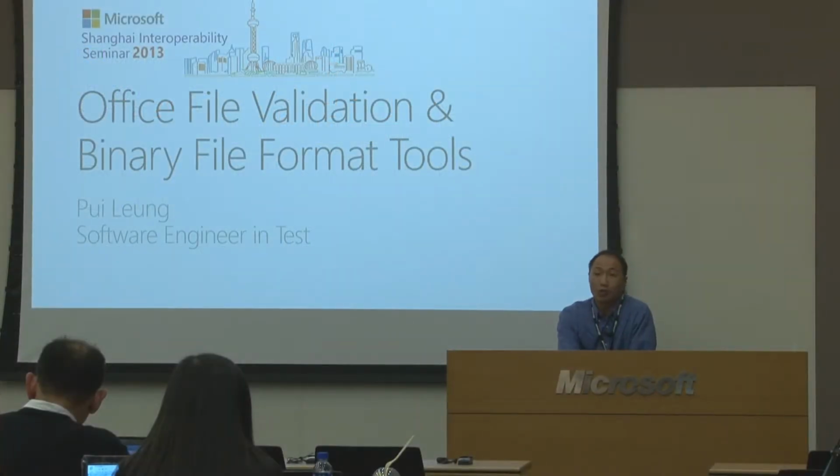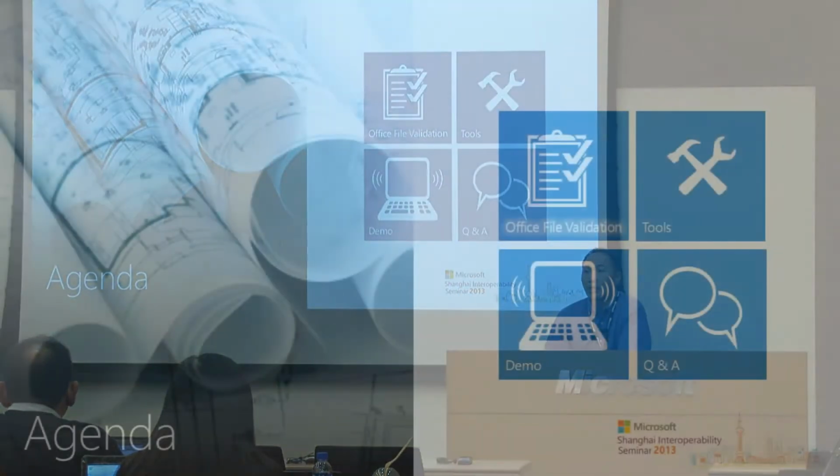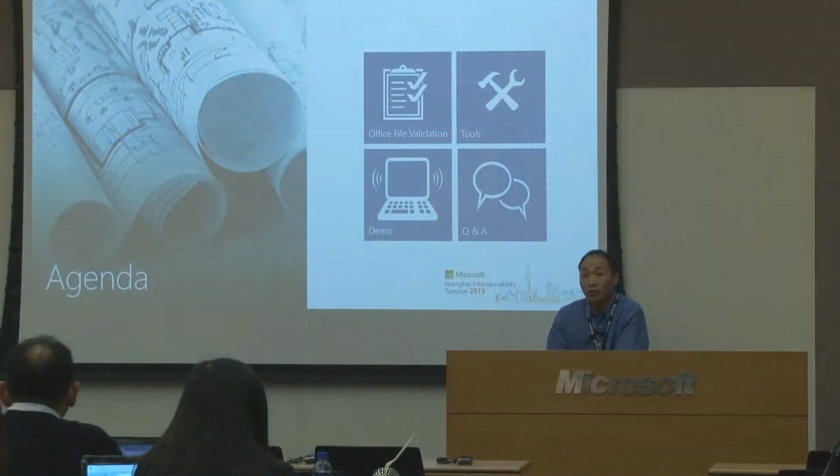So in this session, we are going to take a look at the Office file validation and the binary file format tools. This session is a continuation of Tom's presentation, and is about how you use and apply some of the binary file format. So the agenda for the session: we will take a look at the Office file validation, we'll take a look at some of the tools we've developed, and we'll have a demo and then Q&A at the end of it.